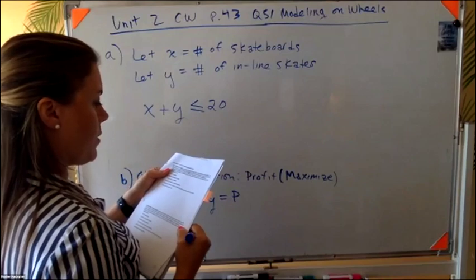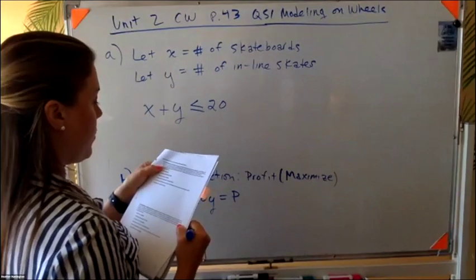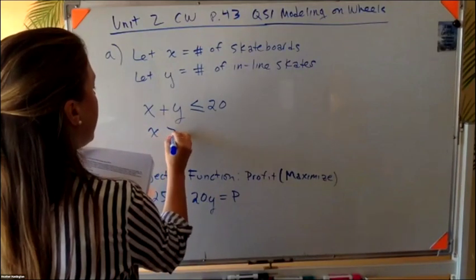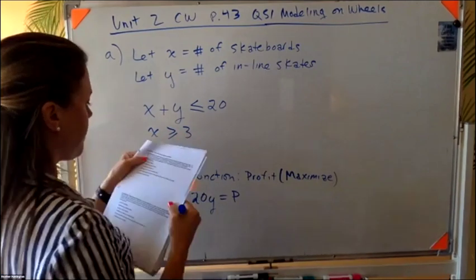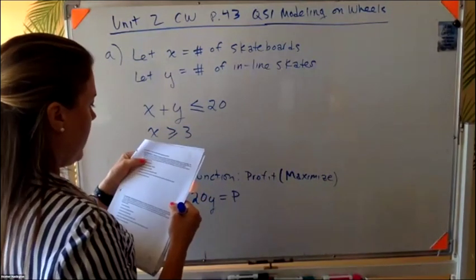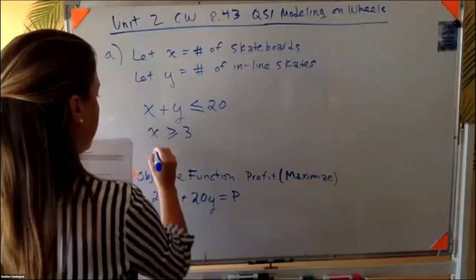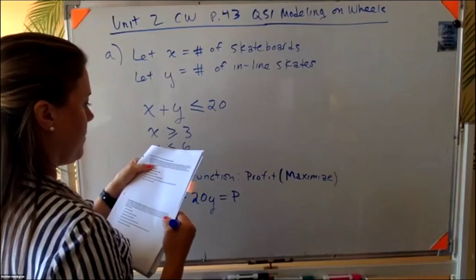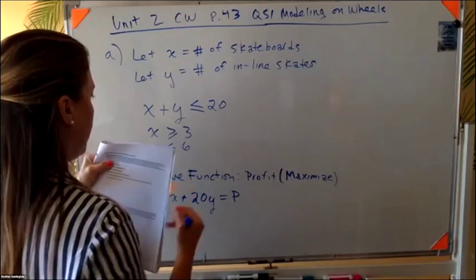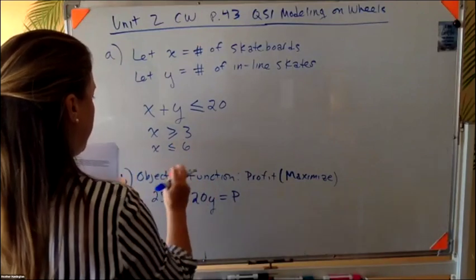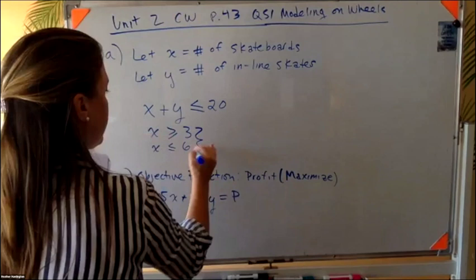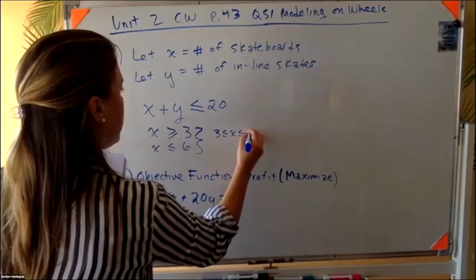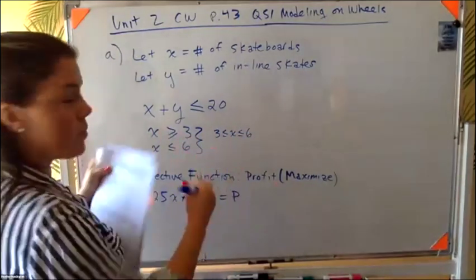The company's planners want to make at least 3 skateboards. So at least 3 skateboards. So X has got to be greater than or equal to 3, but not more than 6. So X has got to be less than or equal to 6. So we can write that as 3 less than or equal to X less than or equal to 6. Both of them are acceptable.